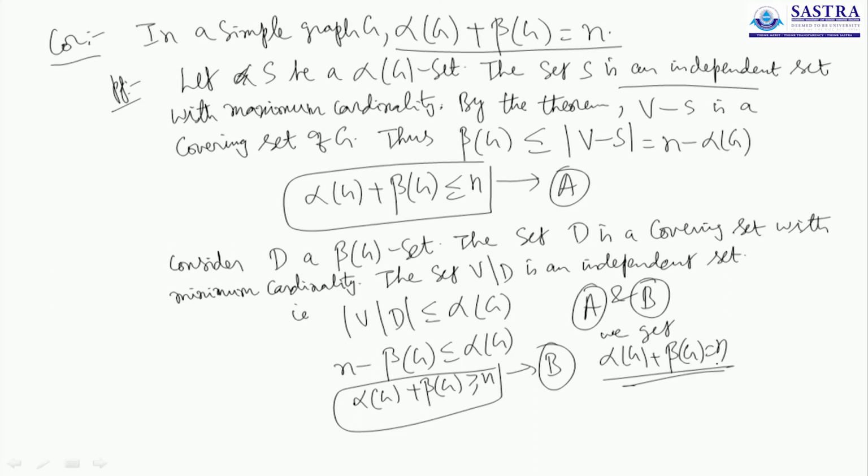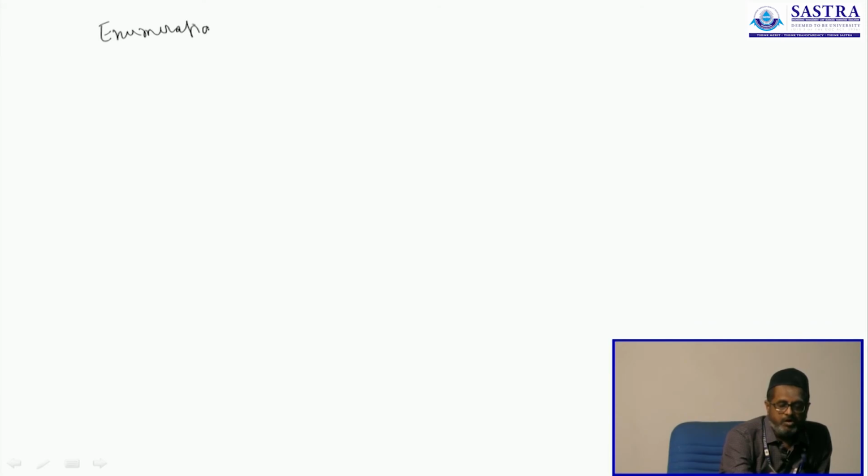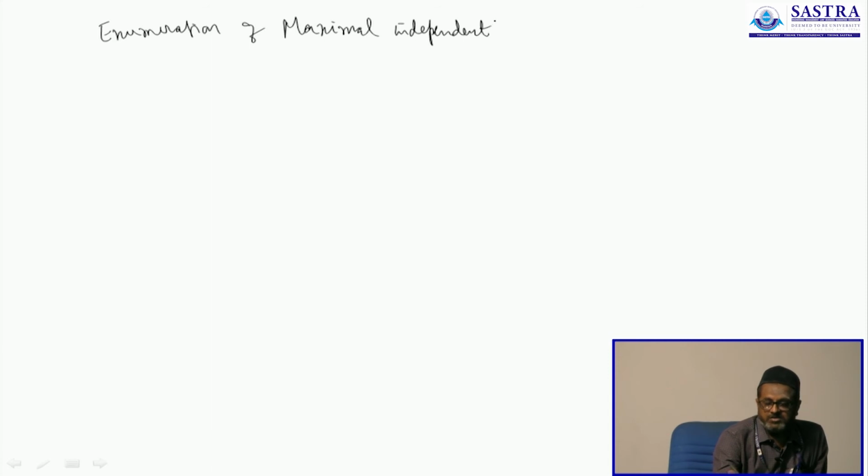So keeping this in mind, we have this famous theorem which relates the covering number and independence number of a graph G. But of course, as I told you, we will be interested in the enumeration of all maximal independent sets. So that is the crux of this lecture: maximal independent set.